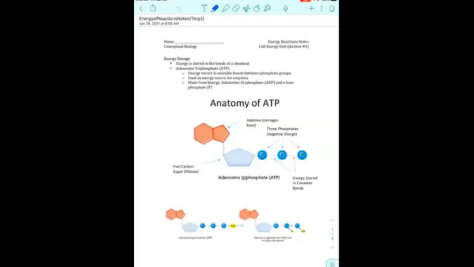Your body has a way of storing energy, right? Do you ever think about that? How does our body store energy? Do you guys know any of the energy storage molecules? You guys heard of any of those ones?